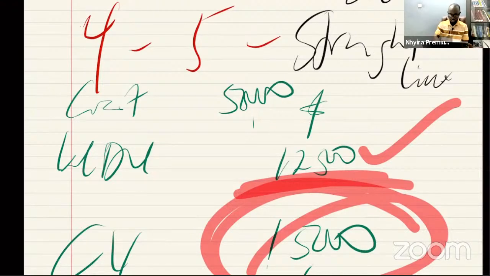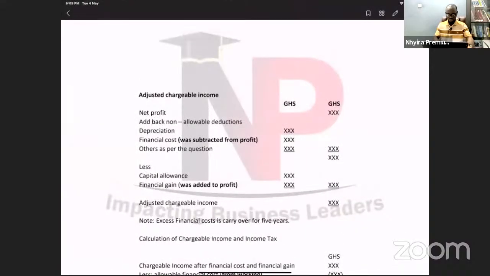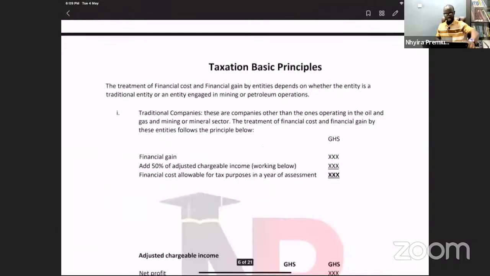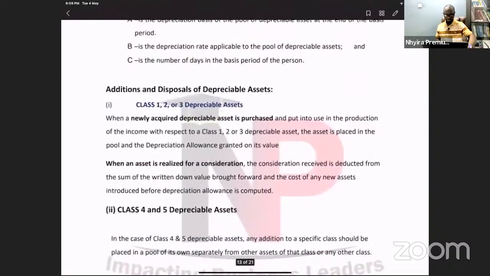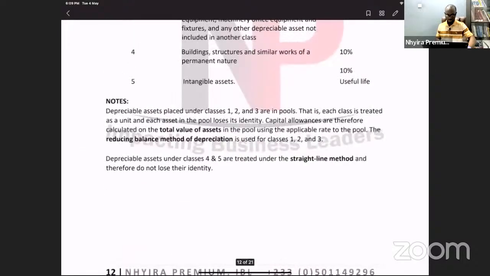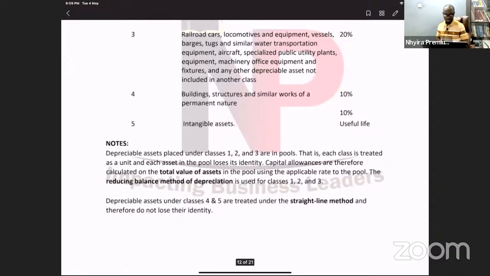How can I do such a bump? This one is called big bump. I have capital allowance also here in this slide. Yeah. So 4 to 5 straight line, reducing balance. So that should be the correct thing.